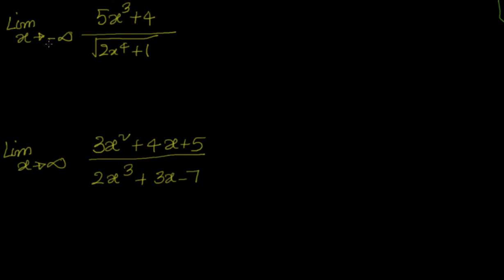Limit x tends to minus infinity, 5x cube plus 4 divided by square root of 2x to the power of 4 plus 1. So you can see that if I take square root of x to the power of 4, it will be nothing but equal to x square, and in the numerator I have x cube. So it will be nothing but x cube by x square. That means m is greater than n, so the answer should be infinity. So let's solve that.